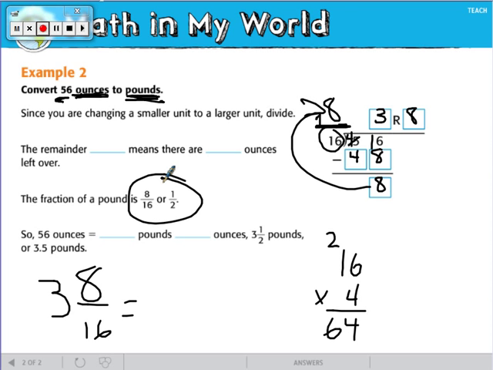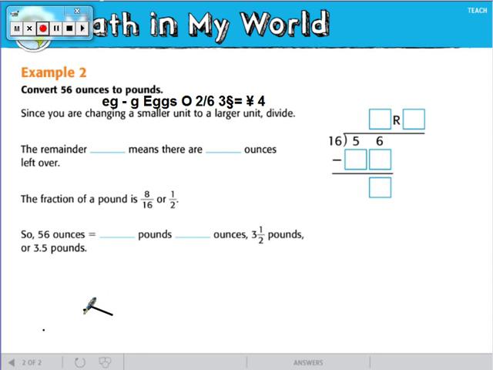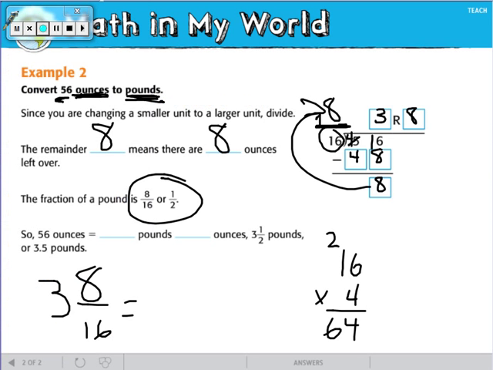The remainder 8 means that there are 8 ounces left. So we put the 8 ounces over the amount of ounces that it takes to make a pound. So this equals 3 and 1/2. So 3 pounds, 8 ounces, or 3.5 pounds.